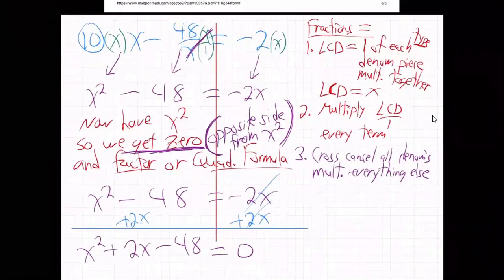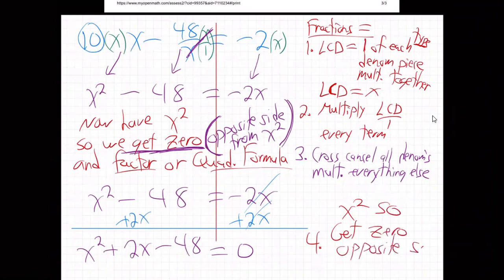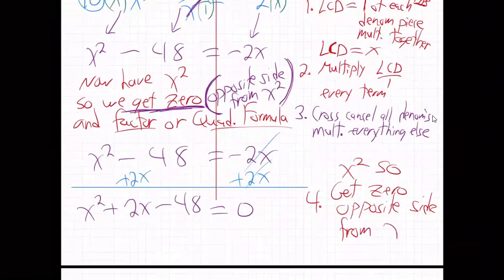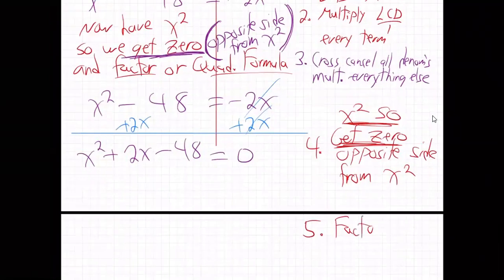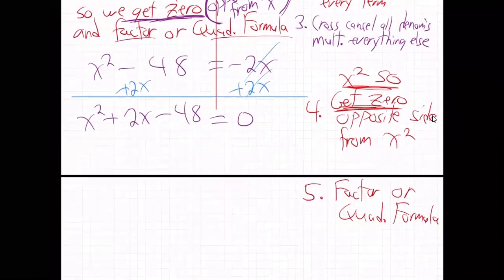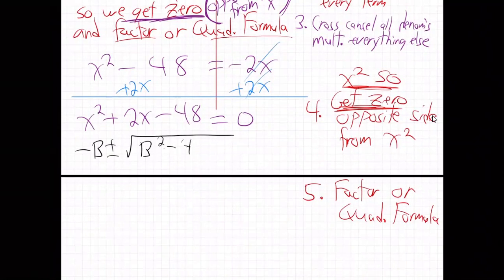So let me bring it back in here. So that's step 4. X squared. So get a 0 on the opposite side from x squared. That's what you do when x squared shows up. And then now we either factor or the quadratic formula. Either one will work. It doesn't matter. I've noticed students seem to prefer the quadratic formula, so I'll be glad to do that. So negative b plus or minus the square root of b squared minus 4ac all over 2a. So let's do it.